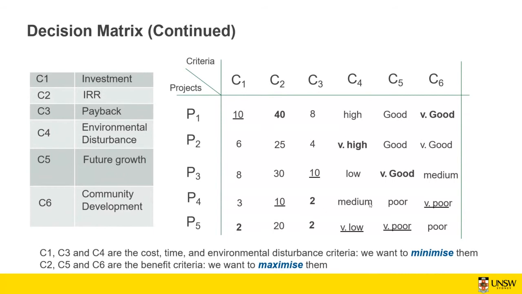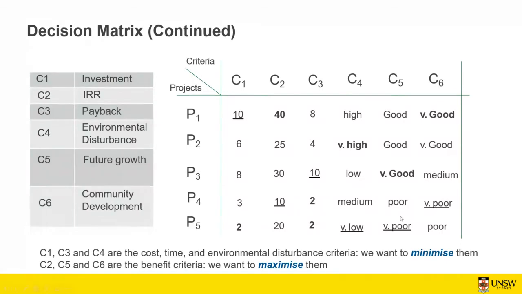minimized investment as a preferred project, minimized payback period, and also minimized environmental disturbance for that particular project to be attractive. On the other hand, for C2, C5, and C6, which are the internal rate of return, future growth, and community development, you want to maximize them because you want high return, high future growth, and high community development. So these are the things that benefit you, so you want to maximize them.